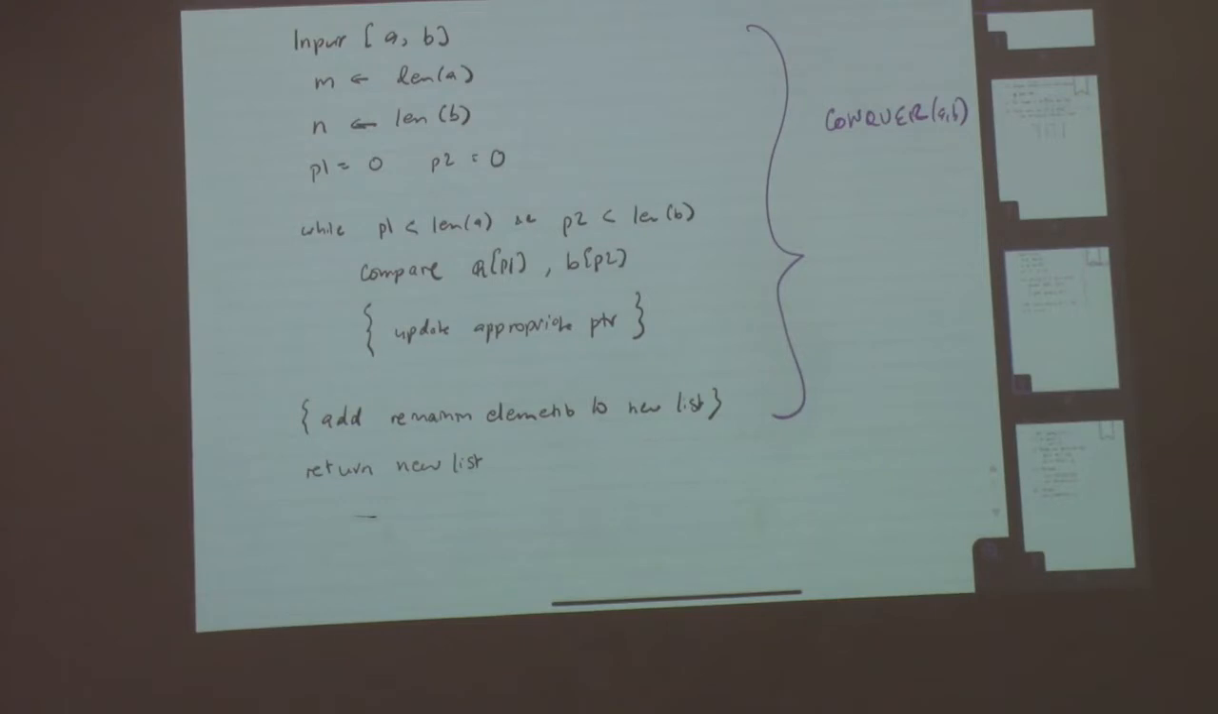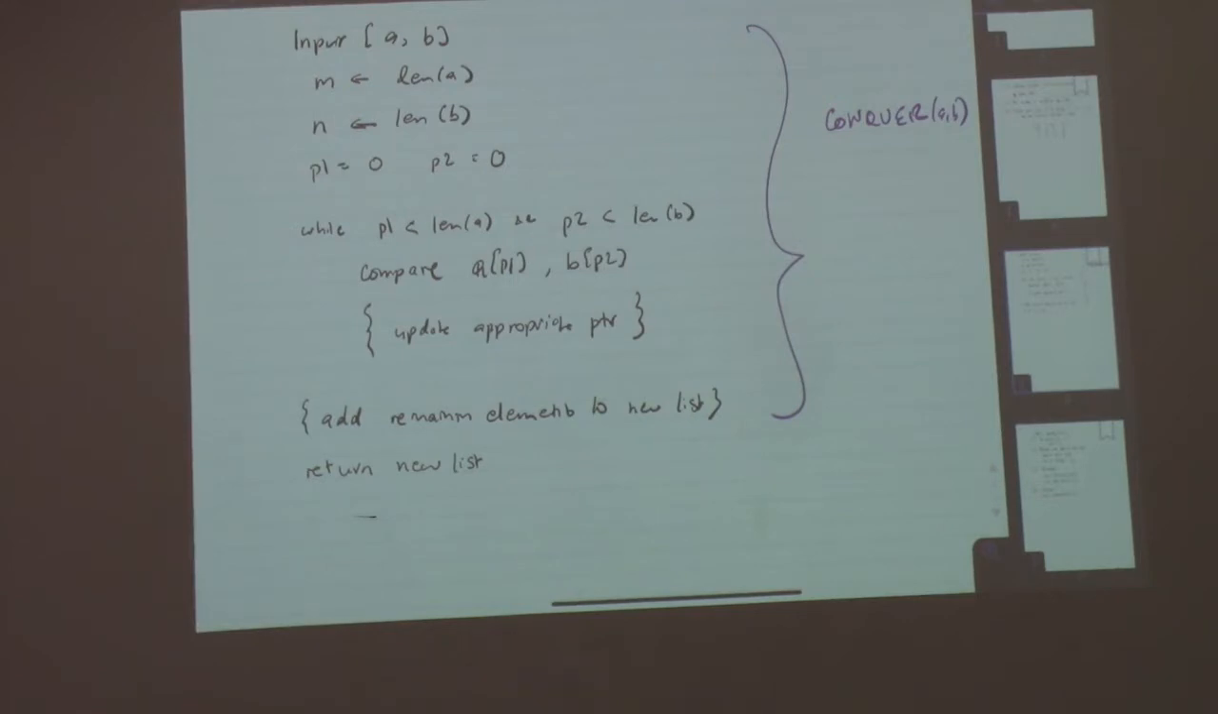There are different ways you can show this. You can show this also by induction on the size of the two lists. So you can say, assume the merge procedure correctly merges two lists as long as each of their sizes is less than k. Now let's take two lists, one of size k, one of size k plus one.